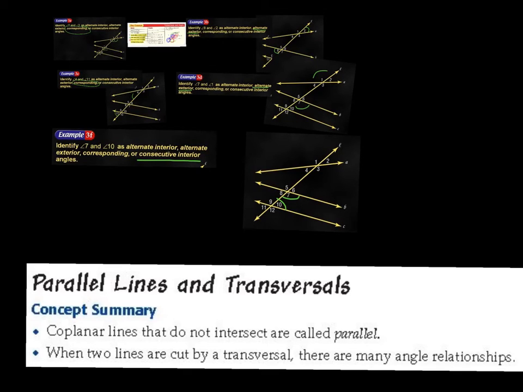Coplanar lines that do not intersect are called parallel lines. Non-coplanar lines that do not intersect are called skew lines. When two lines are cut by a transversal, there are many angle relationships, including consecutive interior, alternate exterior, alternate interior, and corresponding angles.